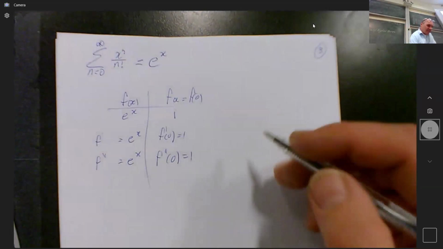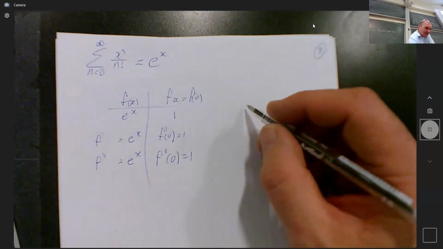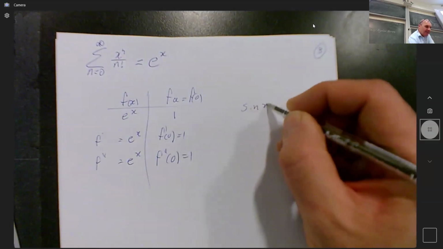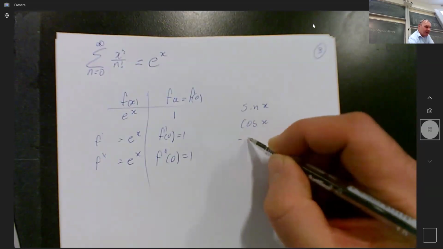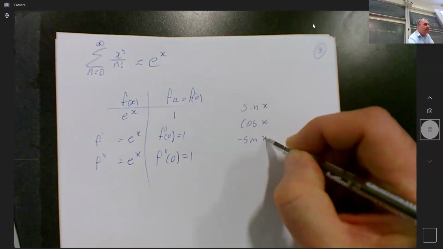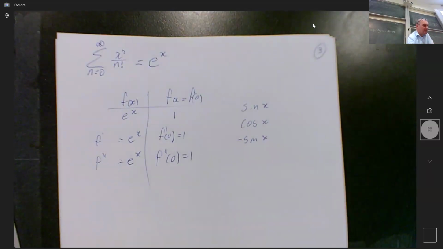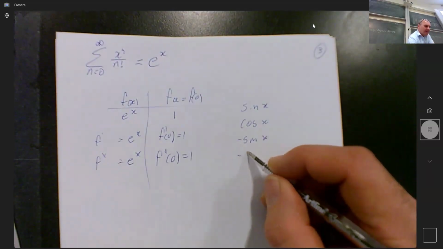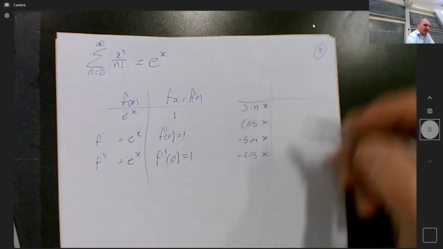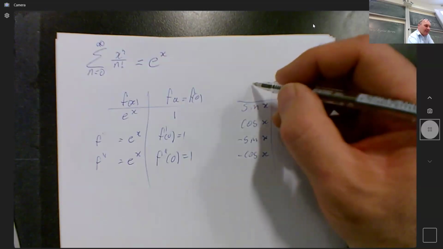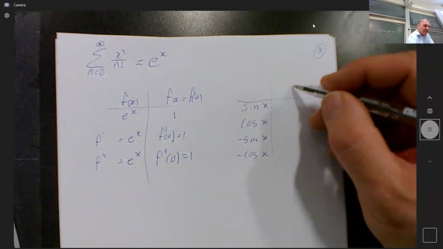Now, so let's try doing the same thing, except I'm going to start with, say, sine of x. And so the derivative is going to be cosine of x, then minus sine of x. Did I do that the right way? Sine goes to cos, cos goes to minus sine. Yep. Minus cosine of x. And so this is the thing at 0.